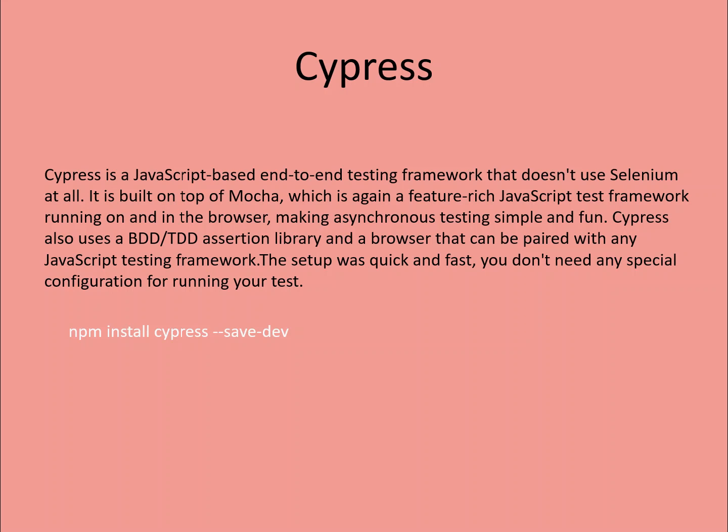Cypress also uses a BDD and TDD assertion library and a browser, and can be paired with any JavaScript testing framework. If you have Node and npm available, you can just install it using npm install cypress --save-dev. So that's pretty much an overview of Cypress. Moving on to the next one.